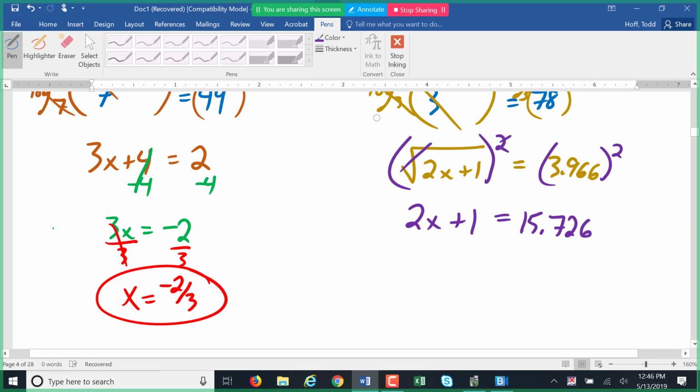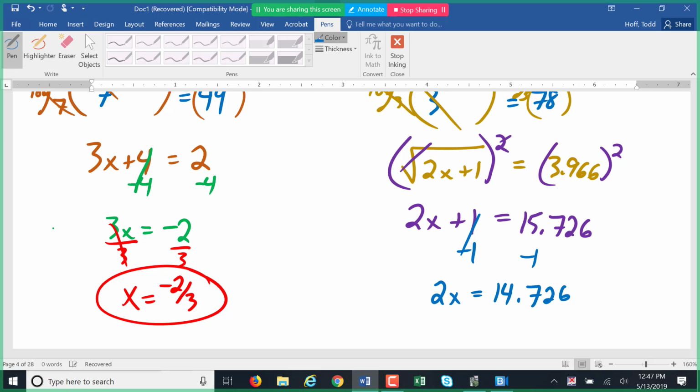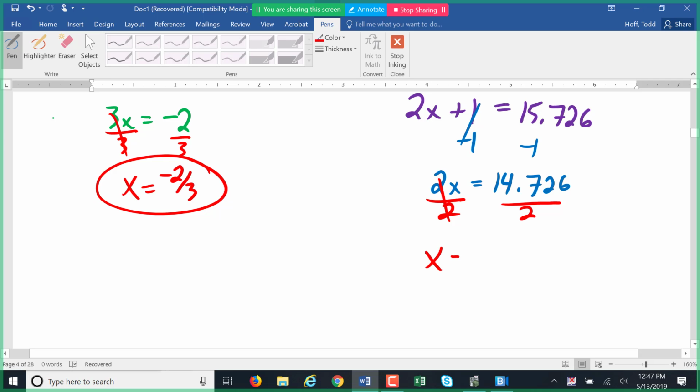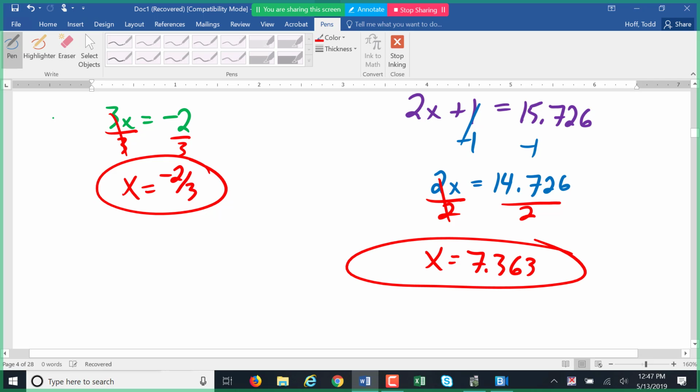Now what do I do? Subtract 1. 2x equals 14.726. And then we divide by 2. Good. x equals 7.363, approximately. If you're within a couple thousandths of that, you're okay. Any questions?